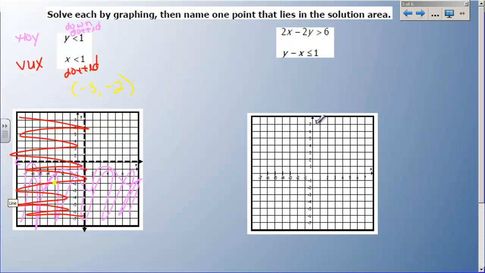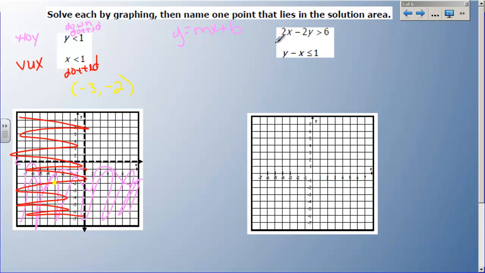So let's do another one. Before I can graph these two, y has got to be by itself. I can't graph it until it looks like this. It has to be in slope-intercept form so I can find the slope and the y-intercept. So I'm going to solve both of these for y.